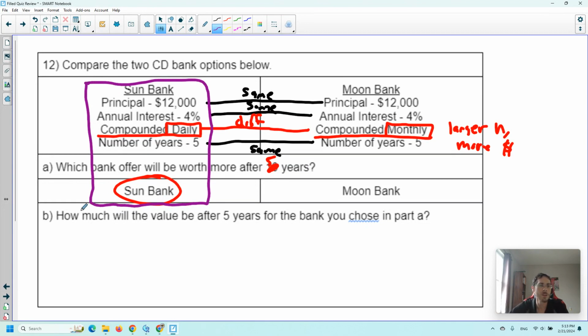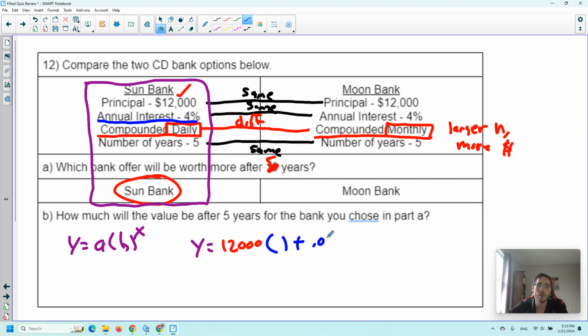So what we're going to do is use our equation, y equals a times b to the x power. This is the one that's a little bit tricky because the interest rate equation is a little bit long, but we have our starting amount. Starting amount is 12,000. Our rate, we're getting an annual interest, so it's going to be 1 plus 0.04 because that's our percent.